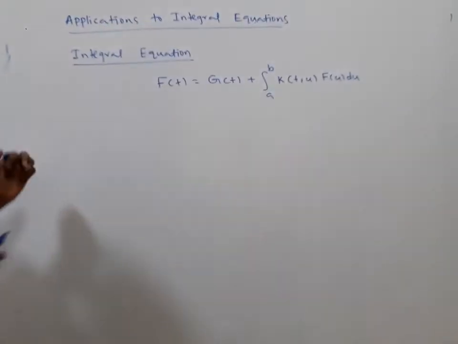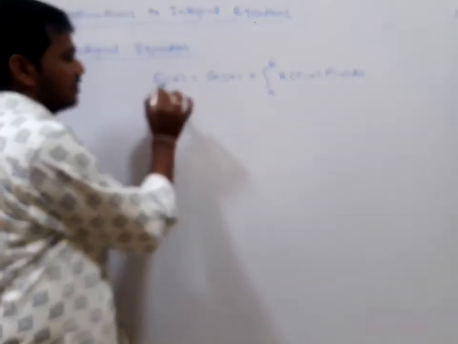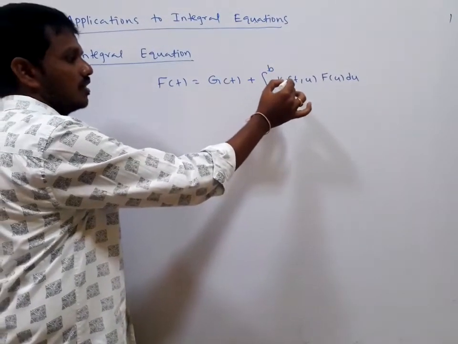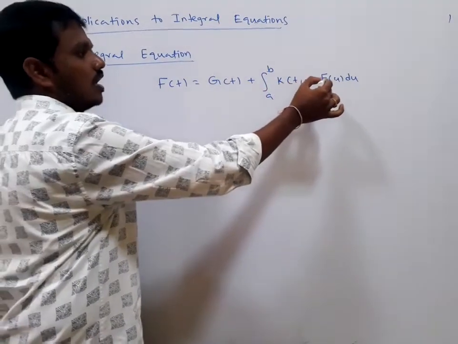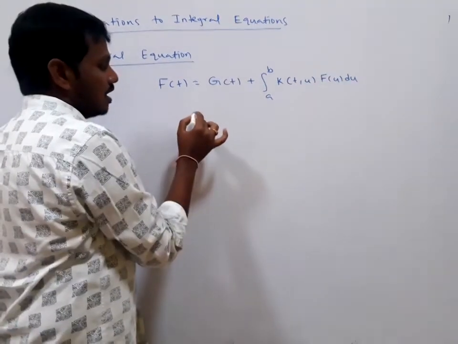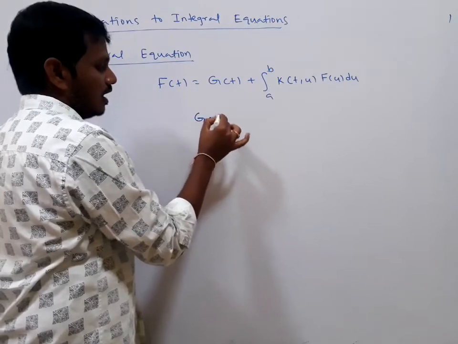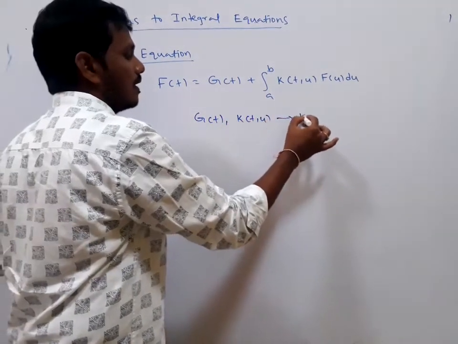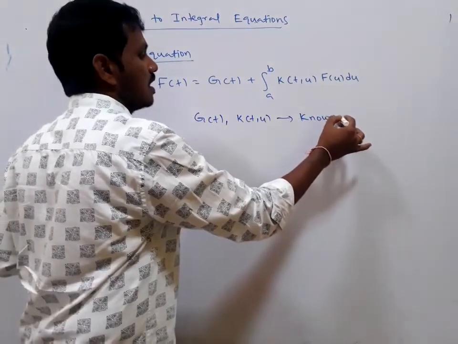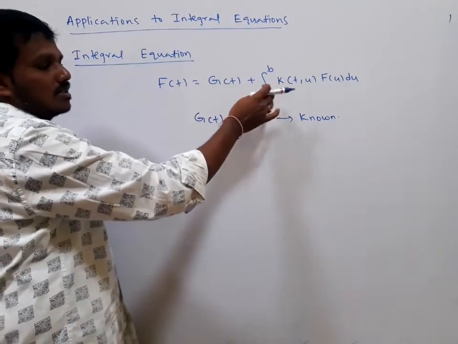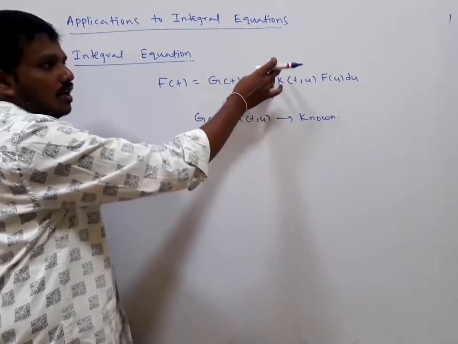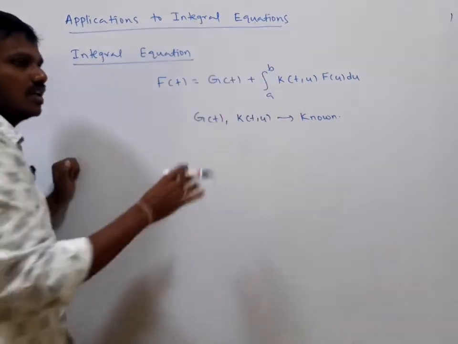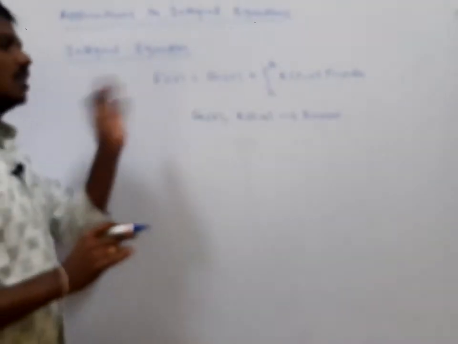Listen, suppose I take f of t is equal to g of t plus integral a to b k of t comma u f of u du, right? Where g of t and k of t comma u are known. These are the known functions. Here a to b are fixed bounds, and the classification of the integral equation we will discuss here, right?